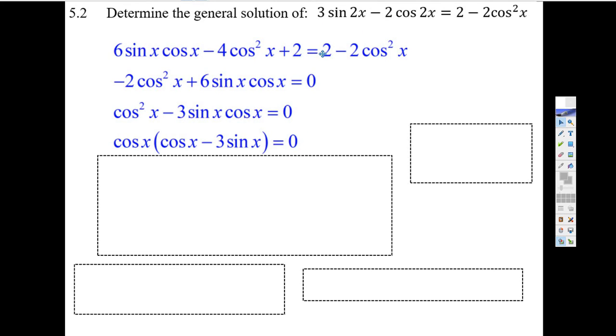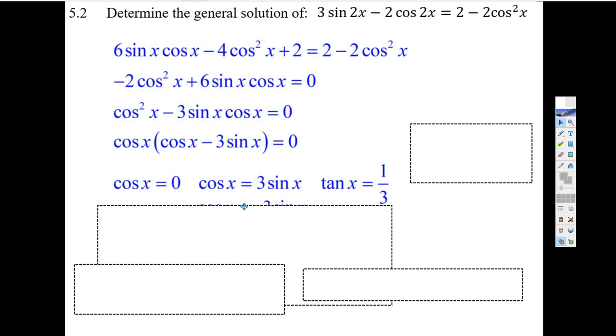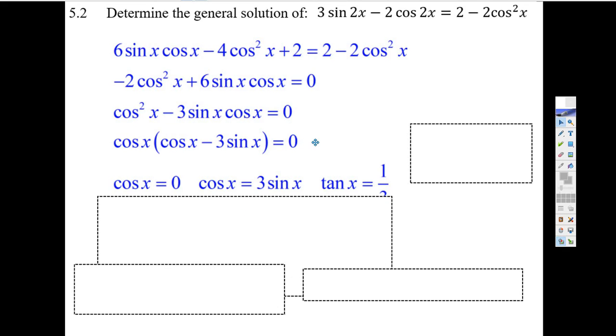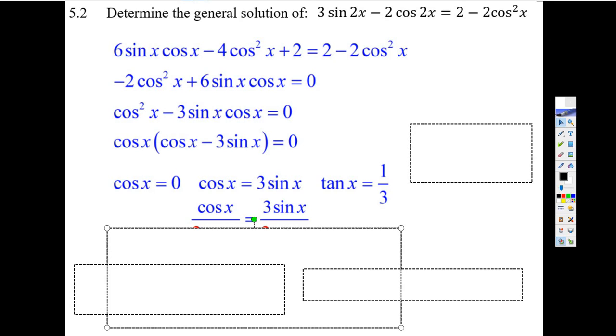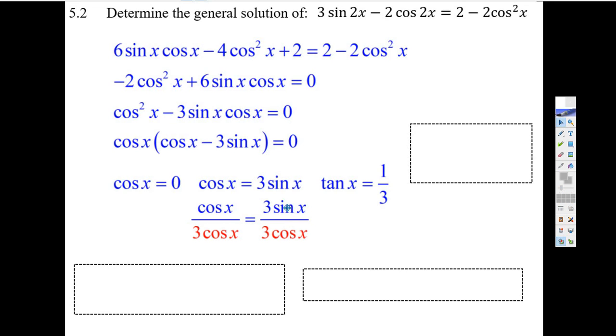Now that's one of your solutions which you want. And the other one, when I see sine and cosine like that, that means I can get tangent out of that by just dividing by cos x. So cos x equals 0, we'll make that equal 0. But I've got cos x equals 3 sine x. I make this equals 0, and I add 3 sine x, and I'm thinking, oh, if I divide by cos x on both sides, good things will happen, because sine x over cos x is tan x.